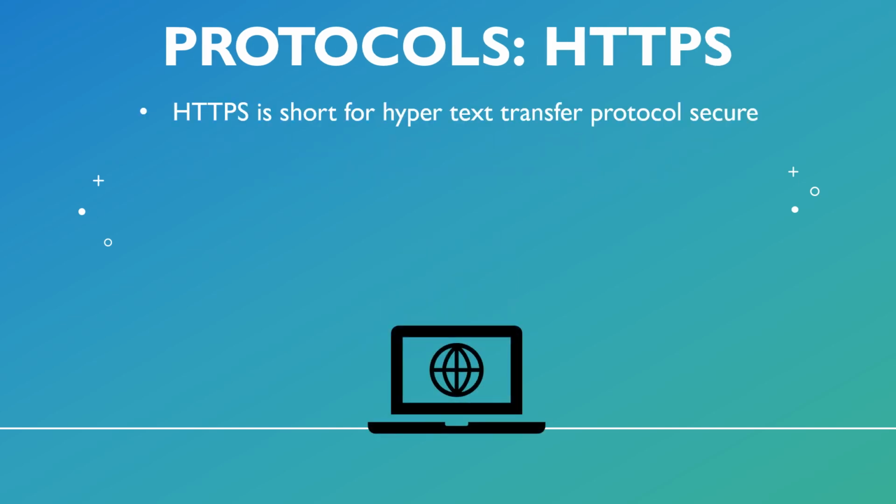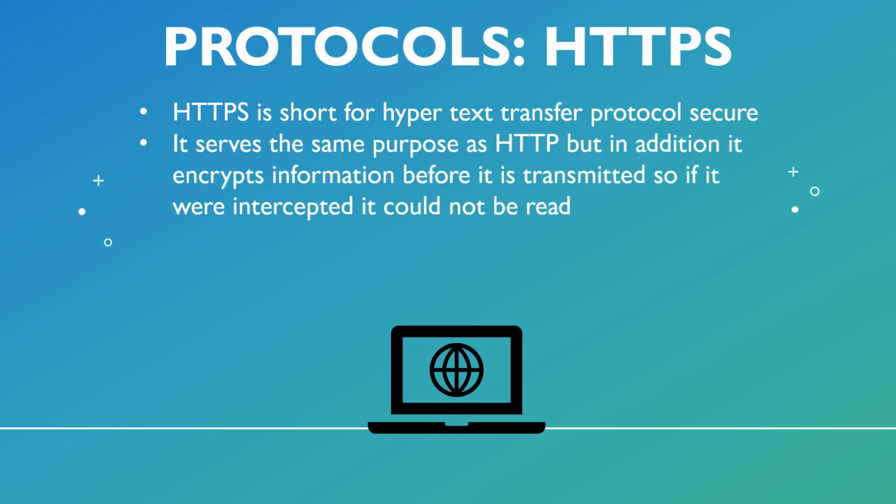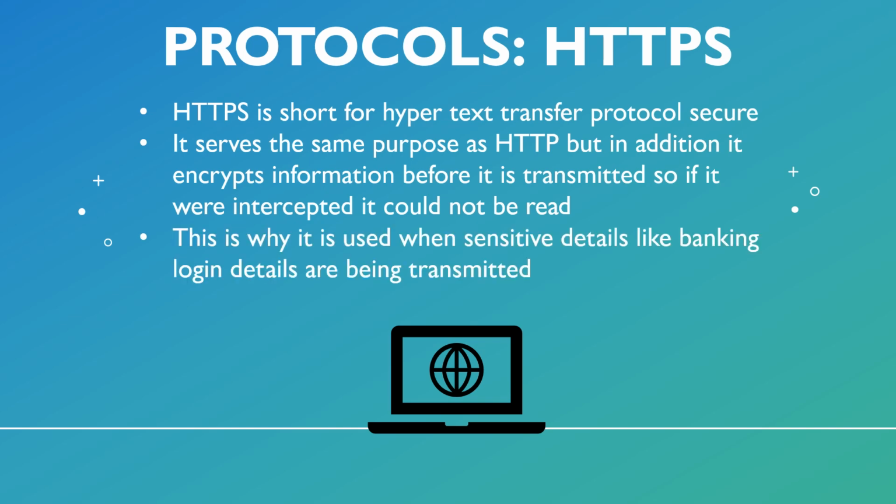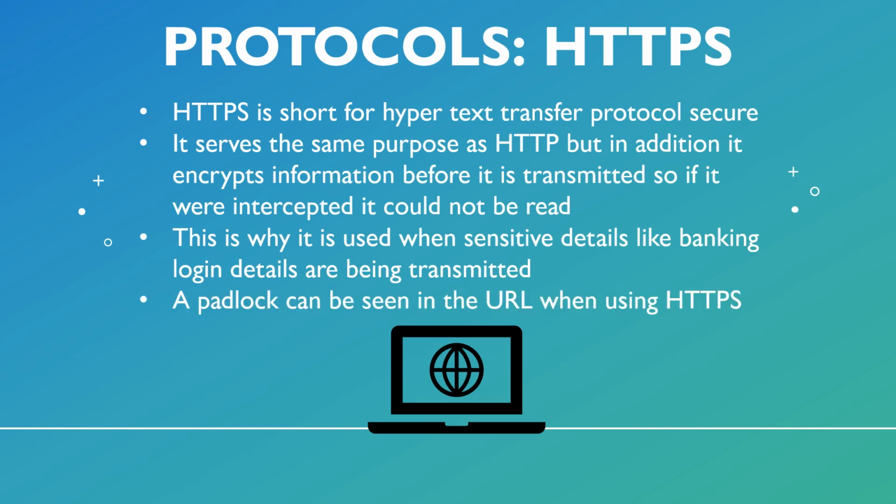HTTPS is the secure version of Hypertext Transfer Protocol. It serves the same purpose as HTTP, but in addition, it encrypts the information before it's transmitted, so if it were intercepted it could not be read. This is why it's used when sensitive details like banking details or login details are transmitted over the internet. A padlock can be seen next to the URL when a site is using HTTPS.